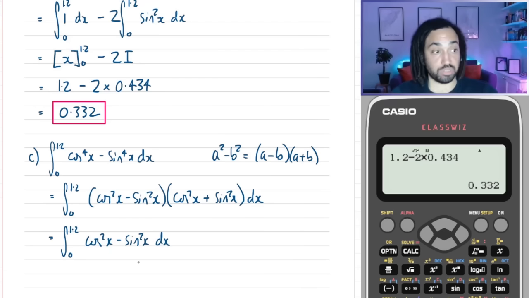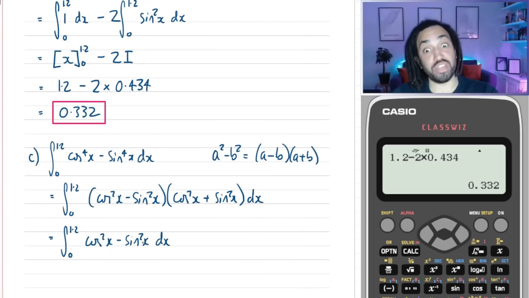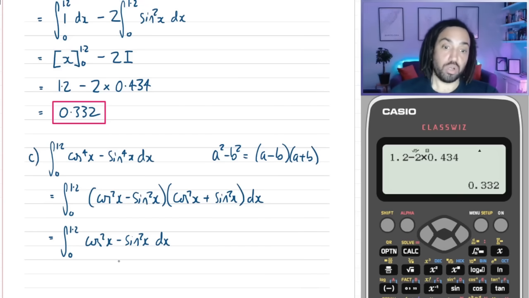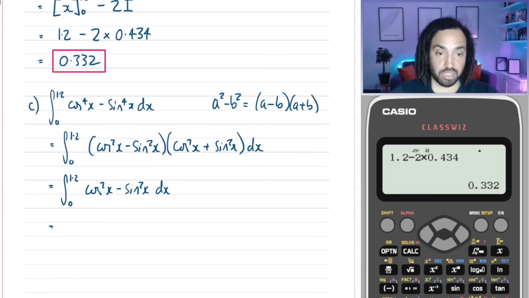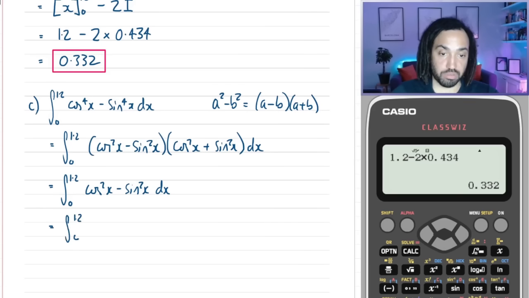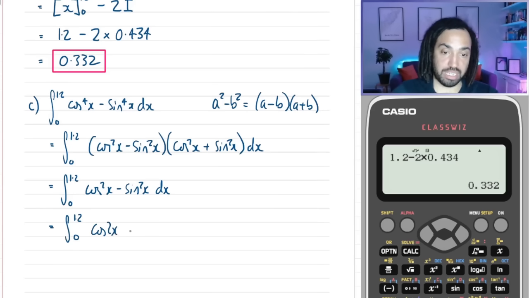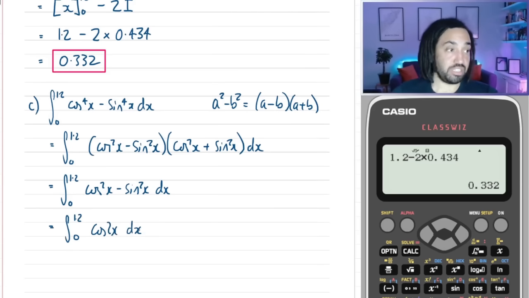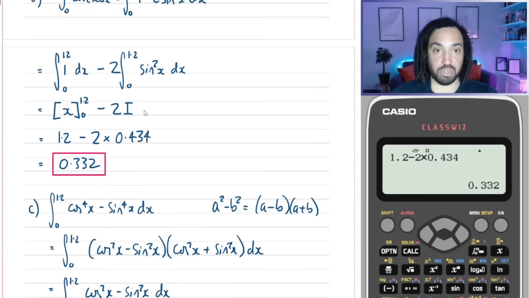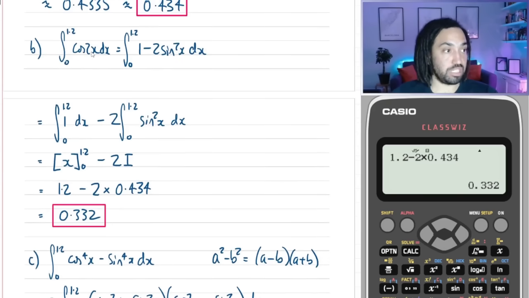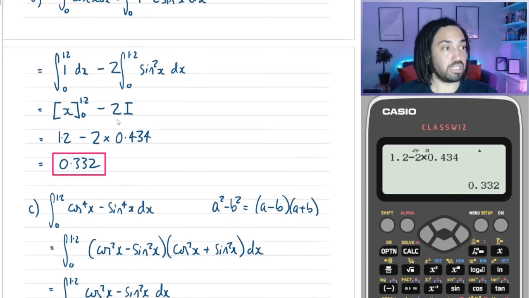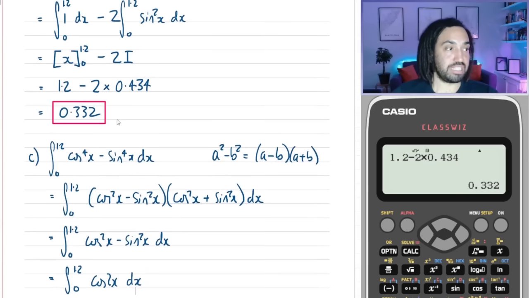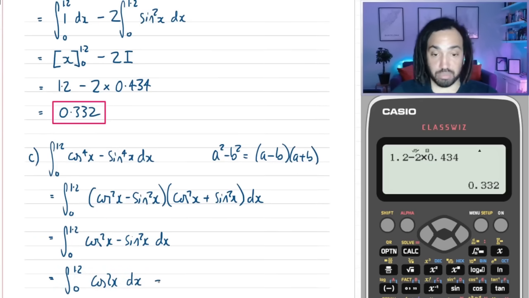And then if you're hot on your trig identities, you will know that this is cos 2x. So this is just equal to the integral of cos 2x dx. And this is exactly what we've worked out in part B. We literally worked out the integral of cos 2x. So this is going to be the exact same answer as part B. How sneaky. Love that.